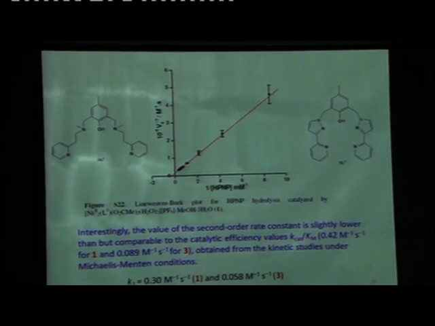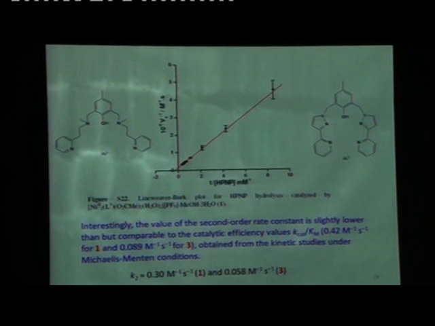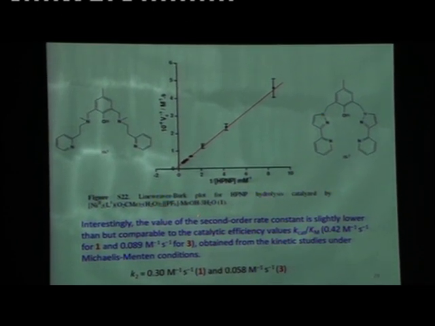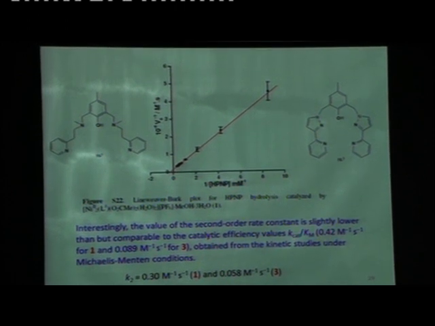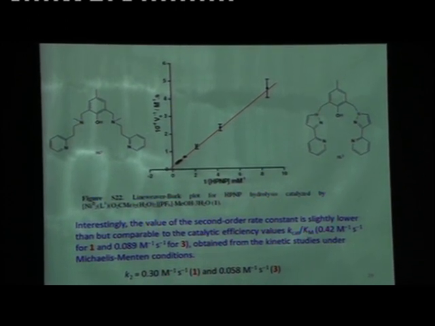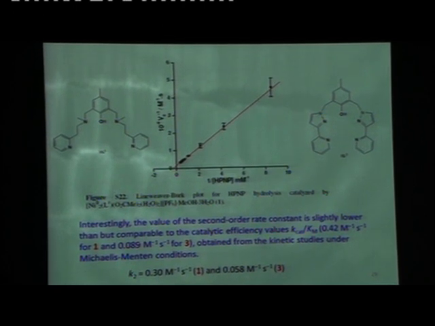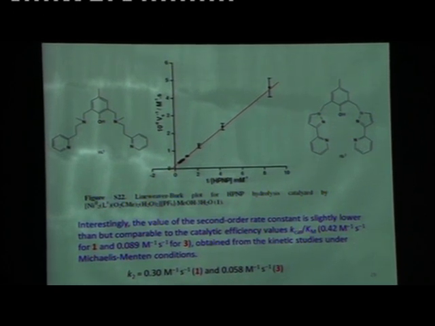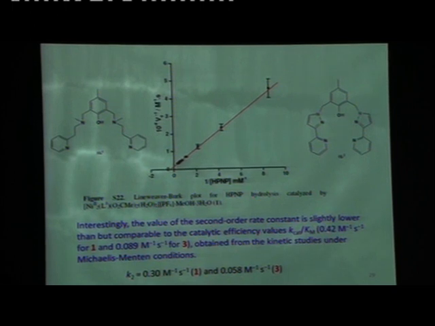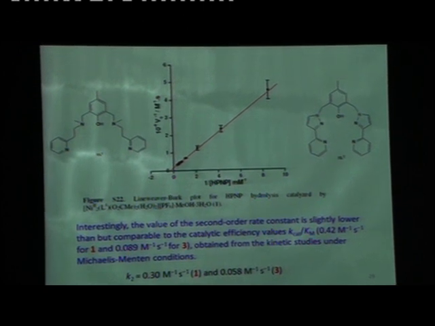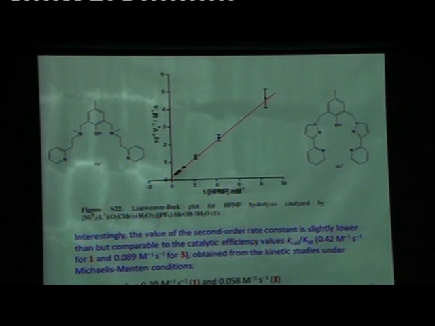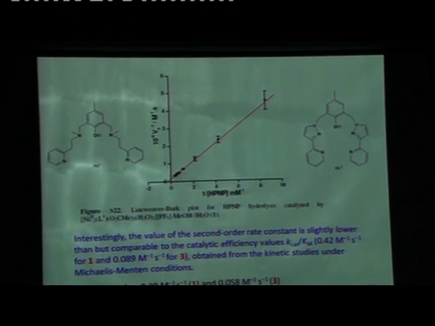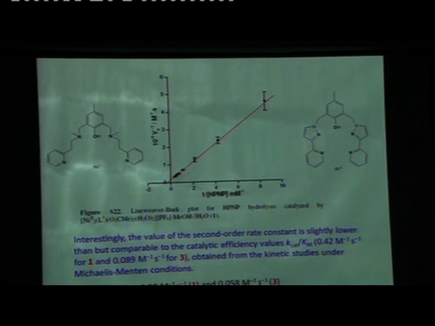By doing this, you have the double reciprocal plot, the Lineweaver-Burk plot of enzyme catalysis. So you have this and you see the values. We got a value of kcat by Km, that is called catalytic efficiency, 0.42 for 1 and 0.089 for 3. This is the definition of the enzyme catalysis, and the second one is this, but you see the value 0.42 is 0.3, 0.089 is 0.058. One is the standard pseudo first order condition, and the other one is the enzyme catalysis condition. They go hand in hand.